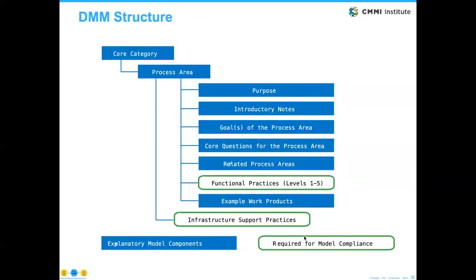There are core questions around it. There are related areas, because we do need to pay attention. These are not operating in functional stovepipes. There's some specifics around each of the practice levels in there. There are some example work products, and this model is repeated for each of these. So you get a wonderful set of consistency from here.